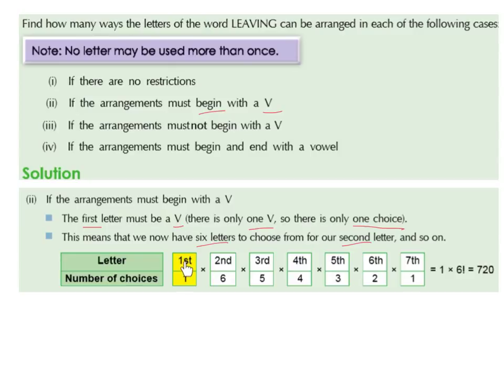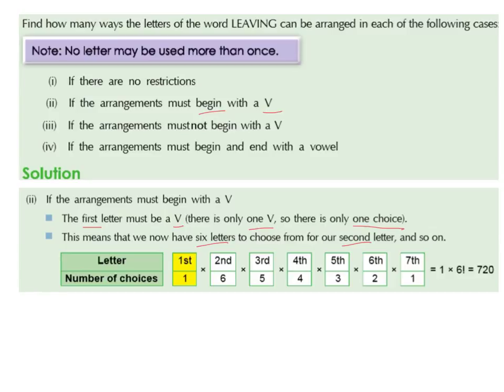So for our first letter, we only have one choice. It has to be a V. So we put a 1 in the box. There is only one choice for the first letter. Once we've used that first letter, which is a V, we've only got 6 letters left. So for our second letter, we've got a choice of 6 letters.